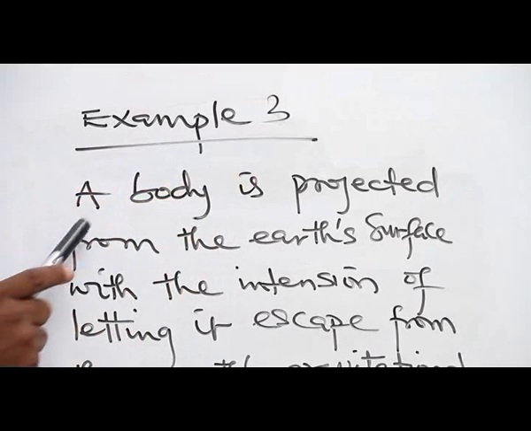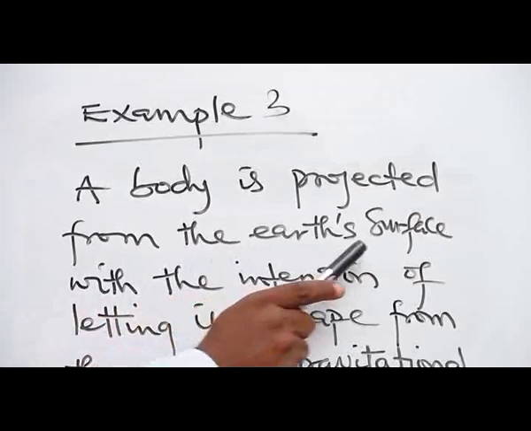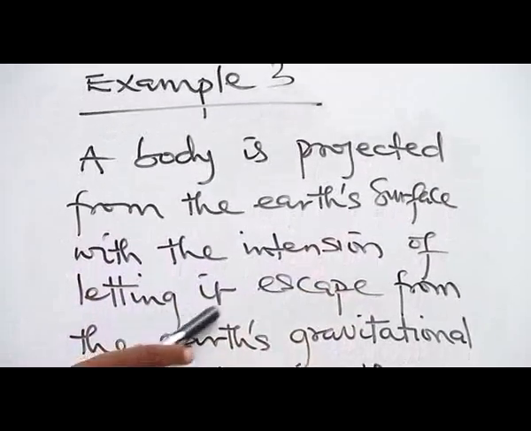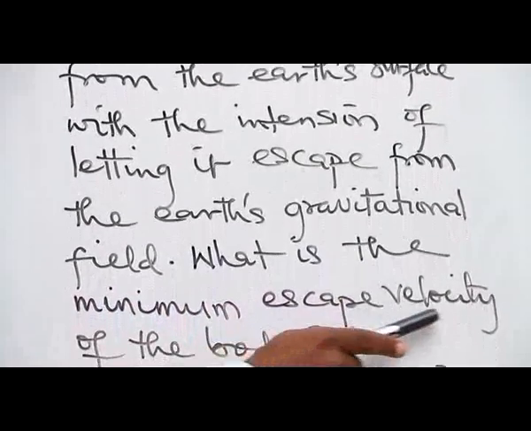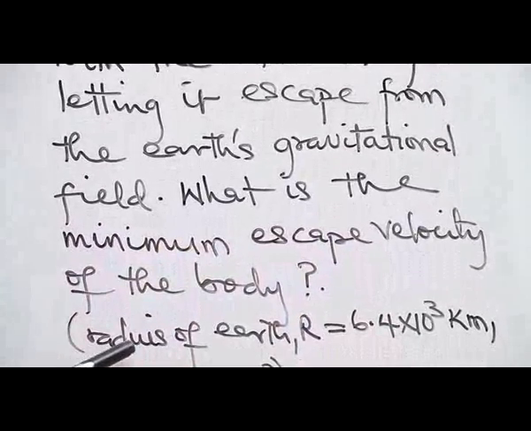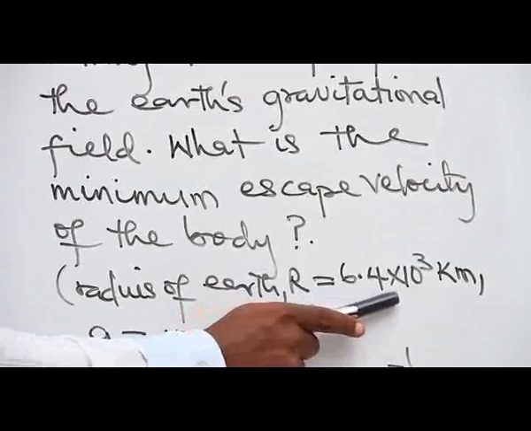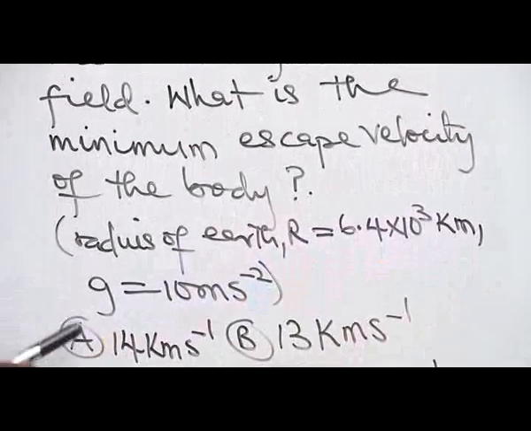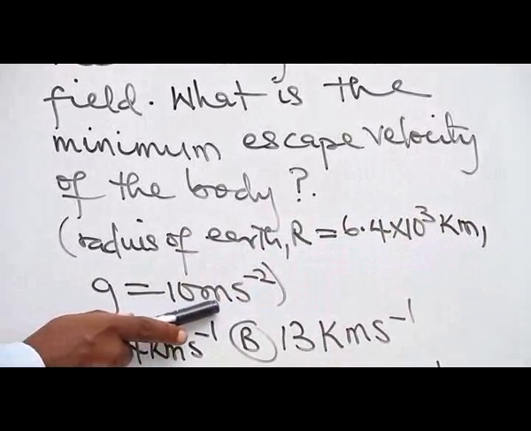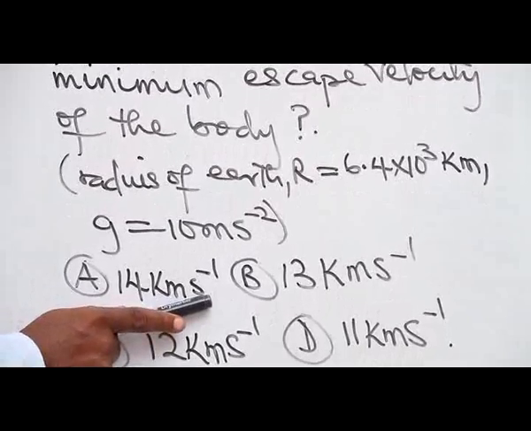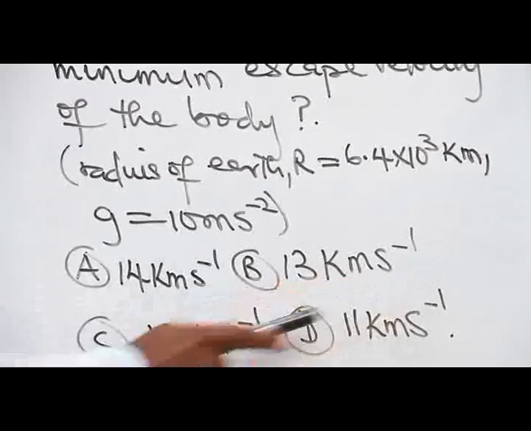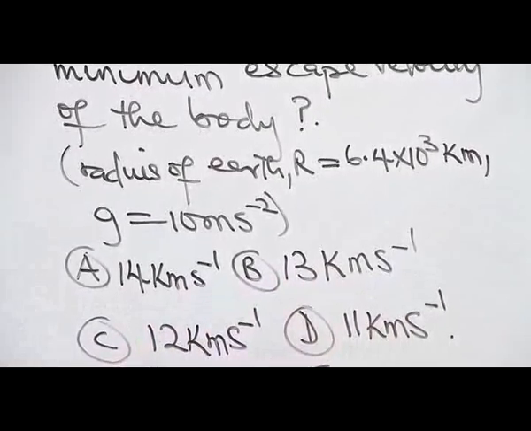Example 3. A body is projected from the Earth's surface with the intention of letting it escape from the Earth's gravitational field. What is the minimum escape velocity of the body? Given is the radius of the Earth r, which is 6.4 times 10 raised to power 3 kilometers, and acceleration due to gravity g, 10 meters per second square. The options are A, 14 kilometers per second; B, 13 kilometers per second; C, 12 kilometers per second; D, 11 kilometers per second. The solution to this example is as follows.